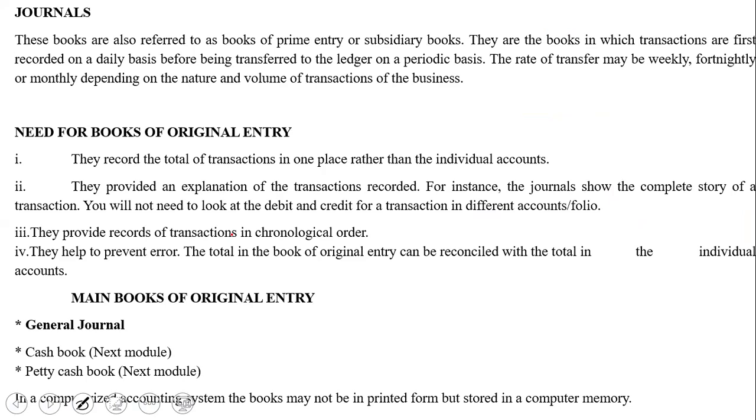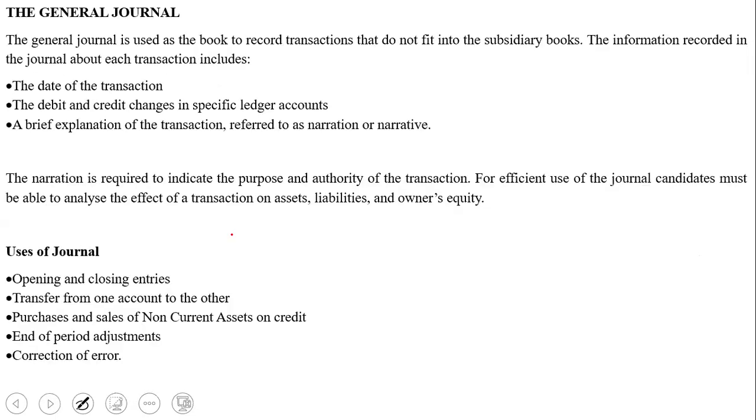It is the first book of record. The need for journal is very simple. It records total transactions in one place so that you don't just start moving from one place to another. The main books of original entry are the general journal, the cash book, and the petty cash. So in this module, we are going to look at the general journal. In the next module, we'll be looking at the cash book. So let's see the journal. The general journal is very simple, in which you have the date, you have the account to be debited, and a brief narration.